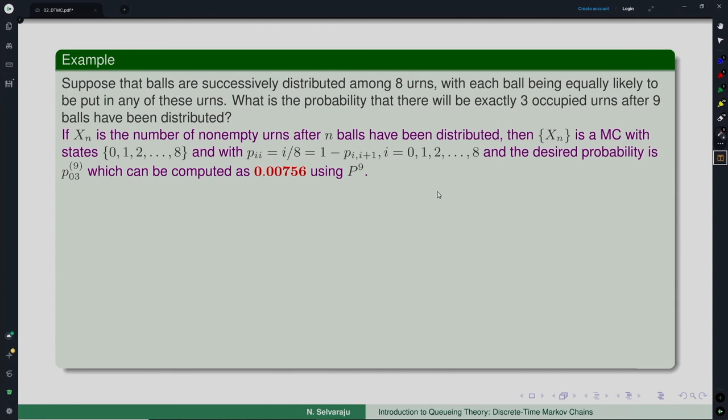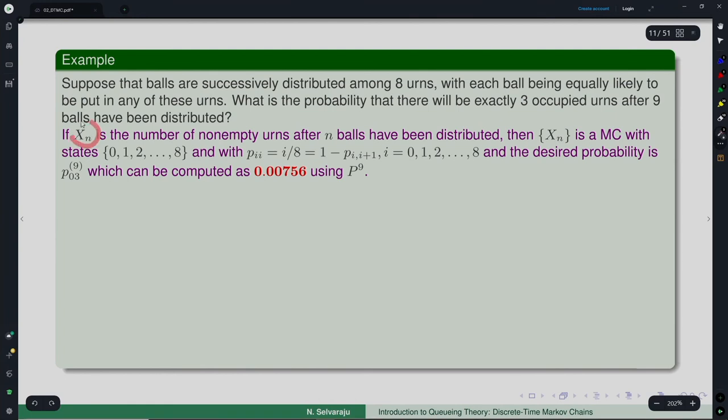Now, what is the probability that there will be exactly 3 occupied urns after 9 balls have been distributed? Suppose that was the question. Now, what can one do? You can define Xn to be the number of non-empty urns or occupied urns after n balls have been distributed. Then Xn is a Markov chain with states 0, 1, 2, up to 8, because, right?